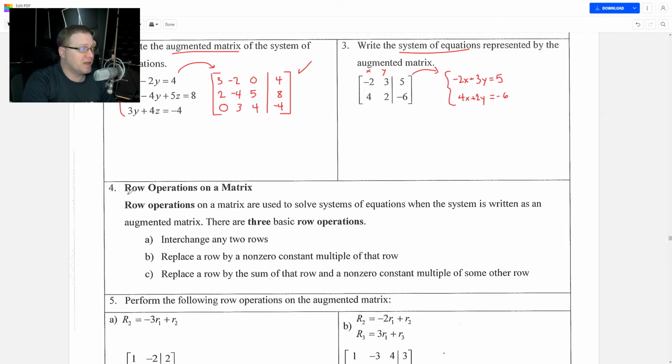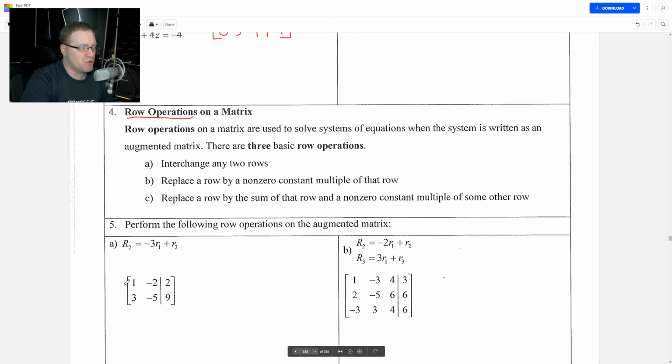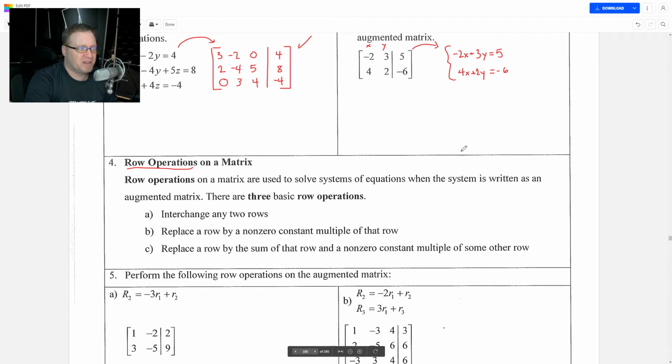We're going to be talking now about row operations. Now, row operations are things we can do to the rows of a matrix that will not change their relevance when we're talking about the system of equations. Let me give you an example. Here, it says we can interchange any two rows. All right, what does that mean? That means, well, let's say I have an augmented matrix.